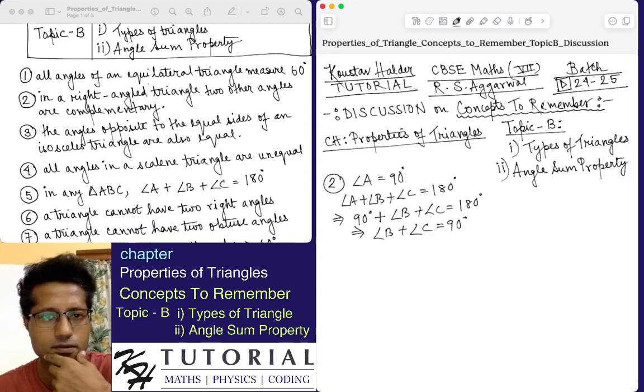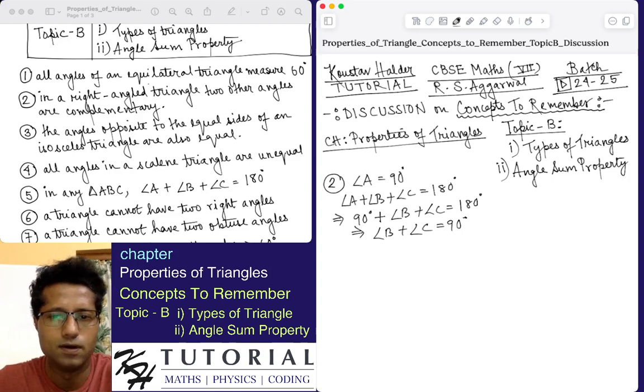So that is the reason in a right angle triangle, where one angle is 90 degrees, the sum of the other two angles will be 90 degrees, and hence the other two angles are complementary. Okay. Point number 3: the angles opposite to the equal sides of an isosceles triangle are also equal.